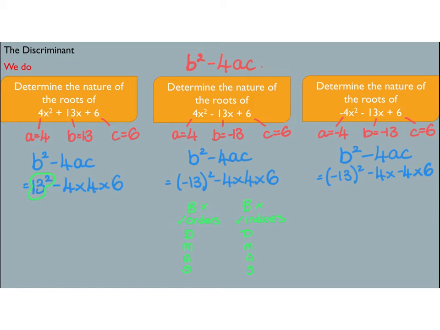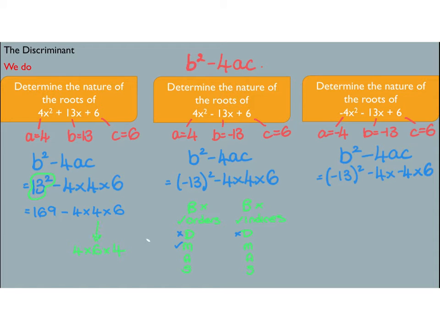So I'm going to work out 13 squared. Now 13 squared is 169. If you don't know how to work out 13 times 13, here's one method: 13 times 10 and 13 times 3, and when you add them together, you get your 169. So the next part of the calculation, I need to think, do I have a divide? No divides. Do I have multiply? Yes, I've got multiply. So I need to be working out my 4 times 4 times 6, and I'm going to have a little think about how I might do that.